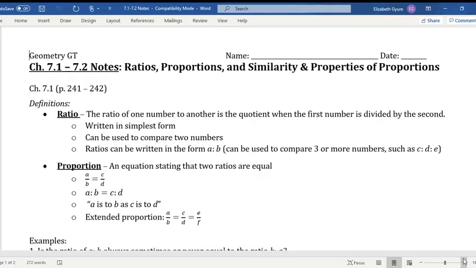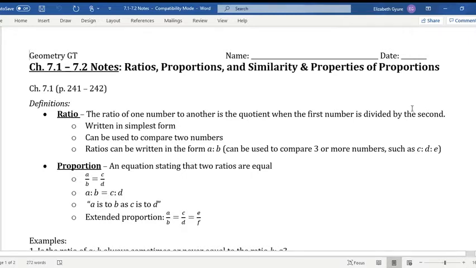And so this chapter, it's going to deal more with shapes that are similar. When shapes are similar, they have the same shape, but not necessarily the same size. And we have to have ways to compare those measurements, and that's where we use ratios and proportions. Some of this should honestly be familiar from algebra, but a ratio of one number to another is the quotient when the first number is divided by the second.